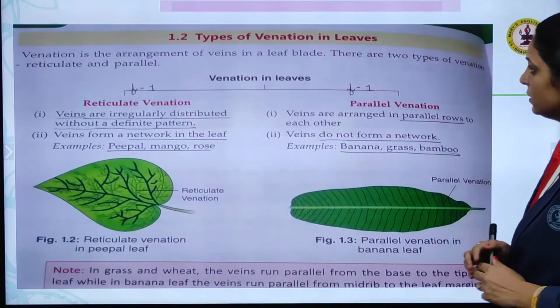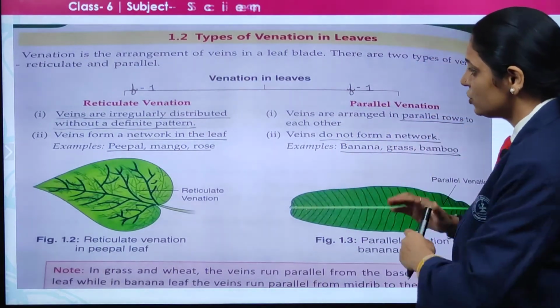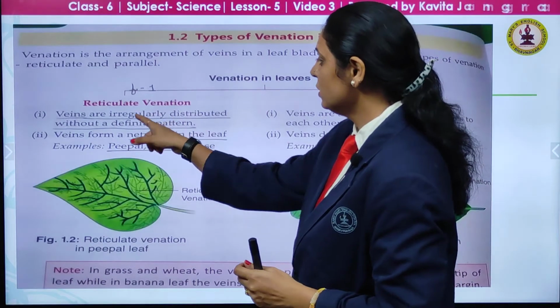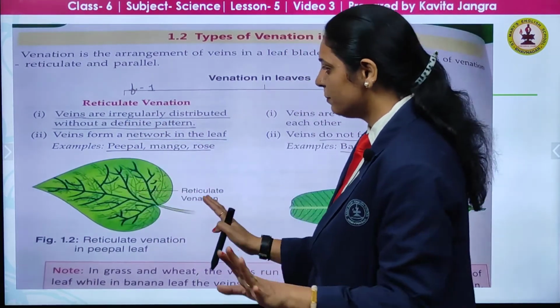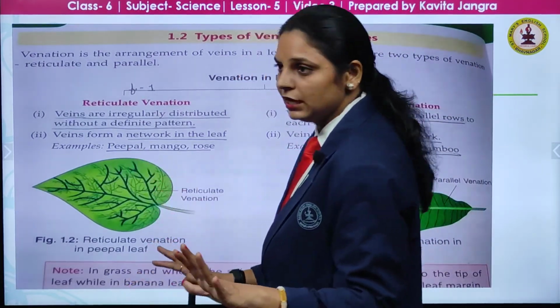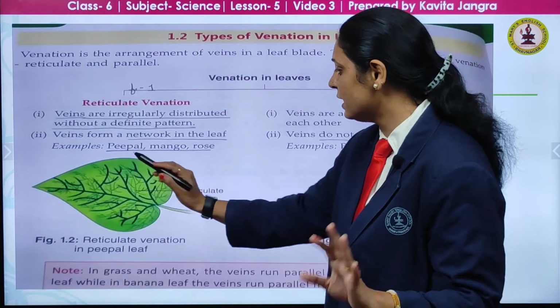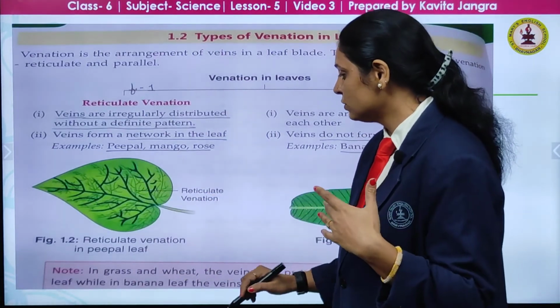Next is the difference, which is very important. You can see the venation difference. In reticulate venation, the veins are irregular. You can see there is no definite pattern, and they form a network in the leaf. As you can see, this is a network. Examples are peepal, mango and rose.